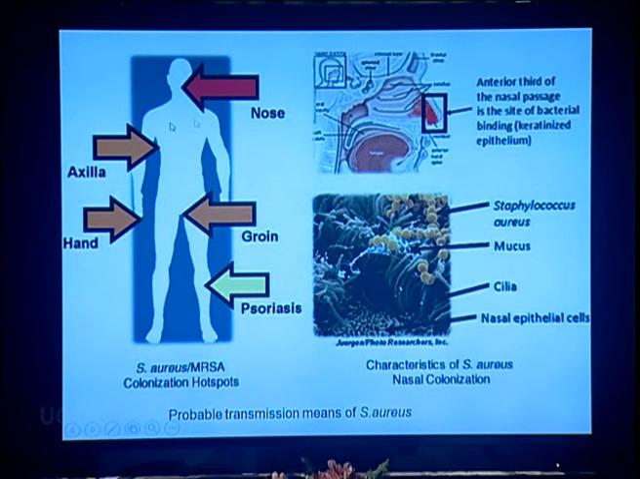And this particular MRSA can be transmitted through different parts of our body. It can include the nose, the axilla, the hand, the groin, and it can even be present in the psoriatic lesion, apparently an autoimmune disorder, but they can harbor the different bacteria and spread from one person to another.